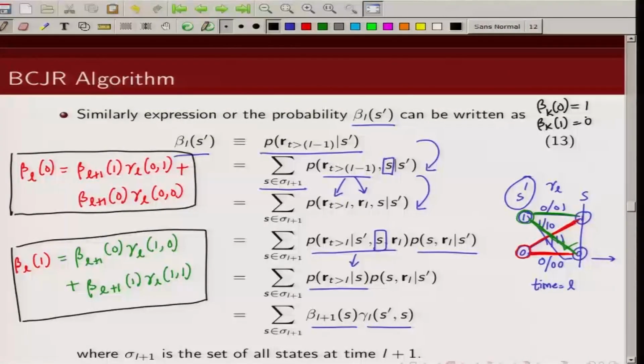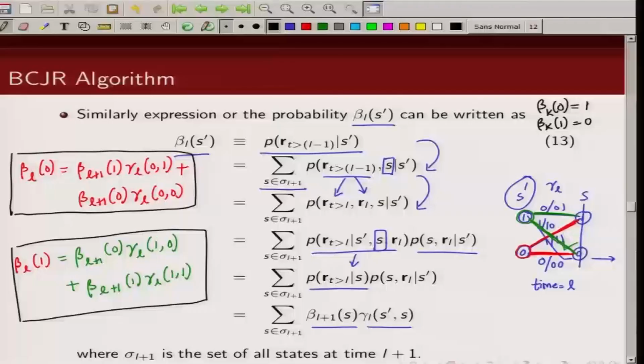This is for the case when the convolutional encoder is brought back to all 0 state, it is terminated. In case the convolutional encoder is not terminated, then we do not know in which state it has ended up. So, in that case we will assume that it is equally likely to end up at all 0 state or any other state.